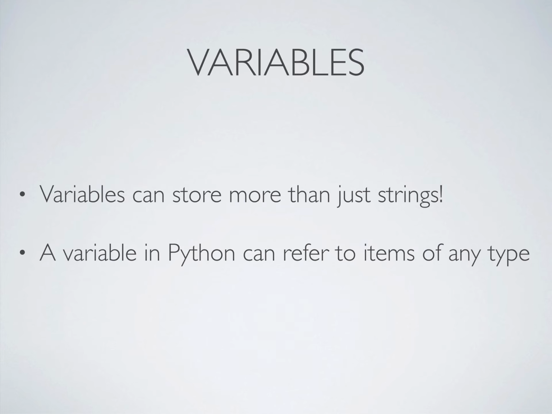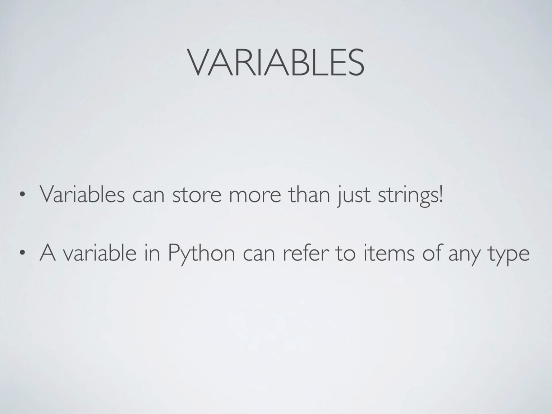In that previous example we talked about, we saw a variable named location, and we stored a string such as north into it. Variables can store much more than just strings, and we'll talk about what other types variables can store as we cover more types throughout the class. Specifically, a variable in Python can hold any type, which is pretty cool.